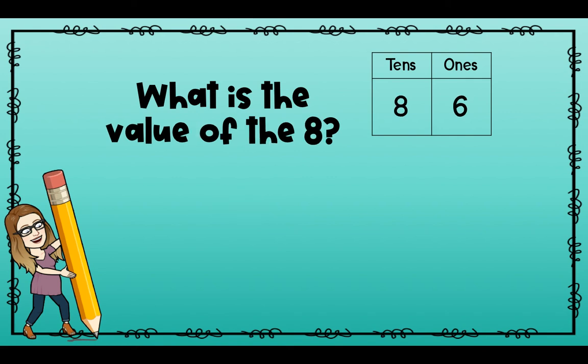So what would the value then be of the number 8 in the number 86? Well, the number 8 is in the tens column. So that means I have 8 tens, and 8 tens is 80. So the value of the 8 is actually 80.